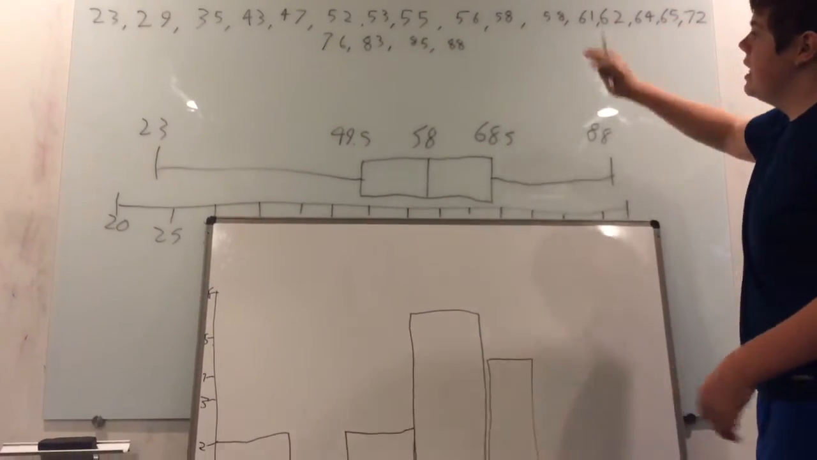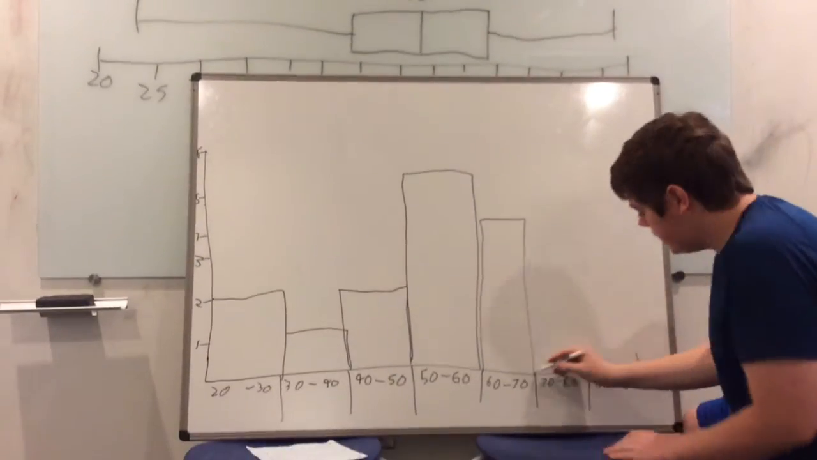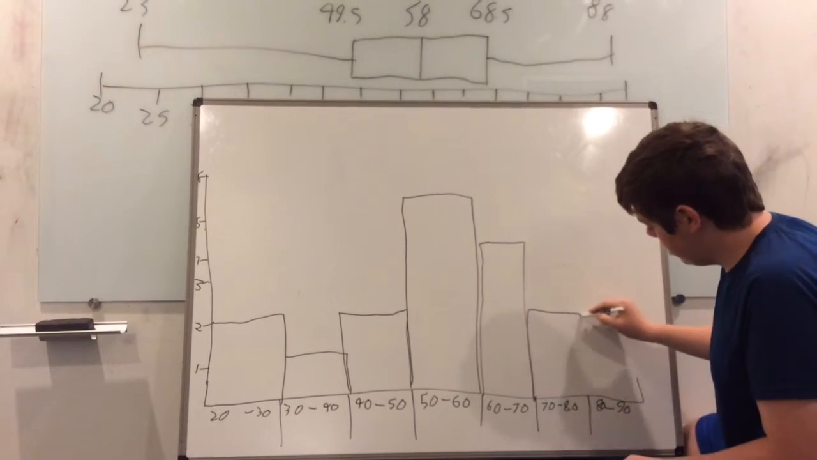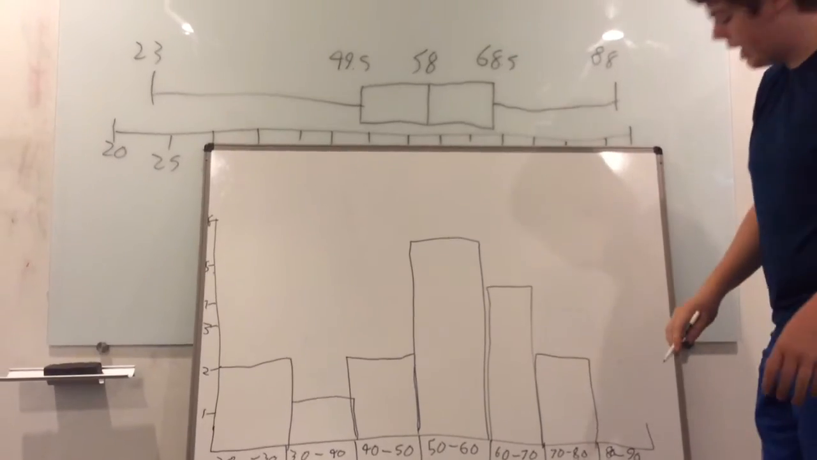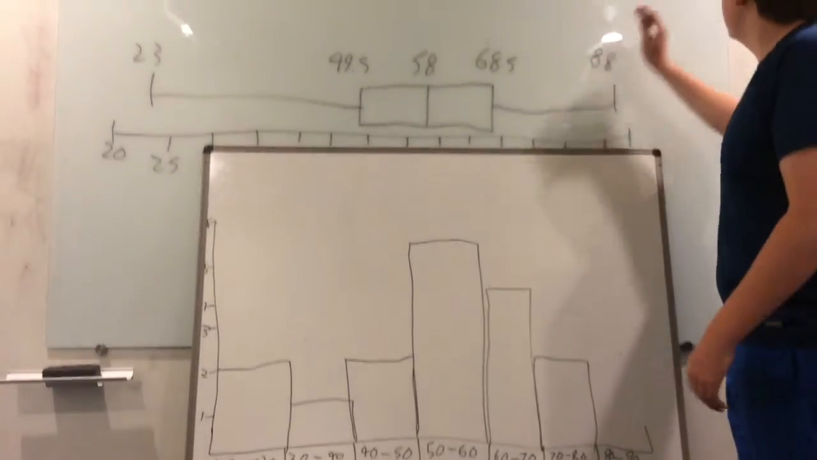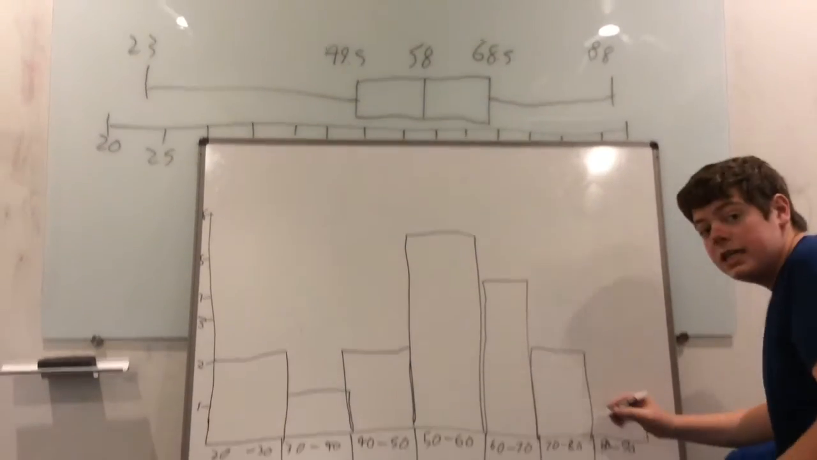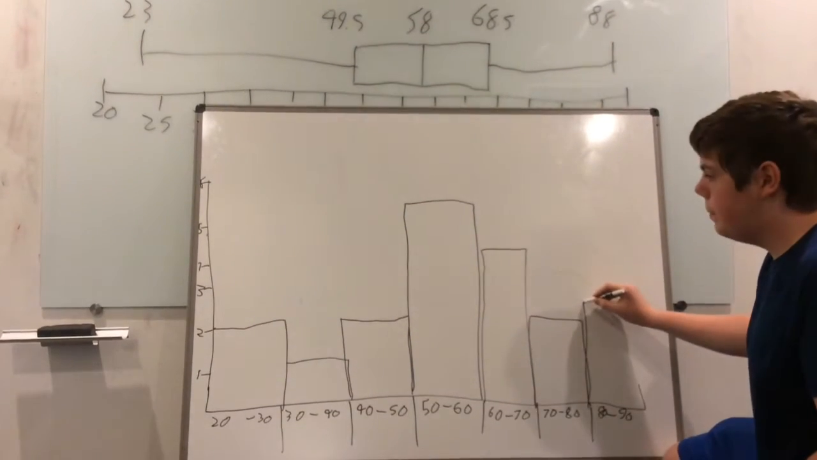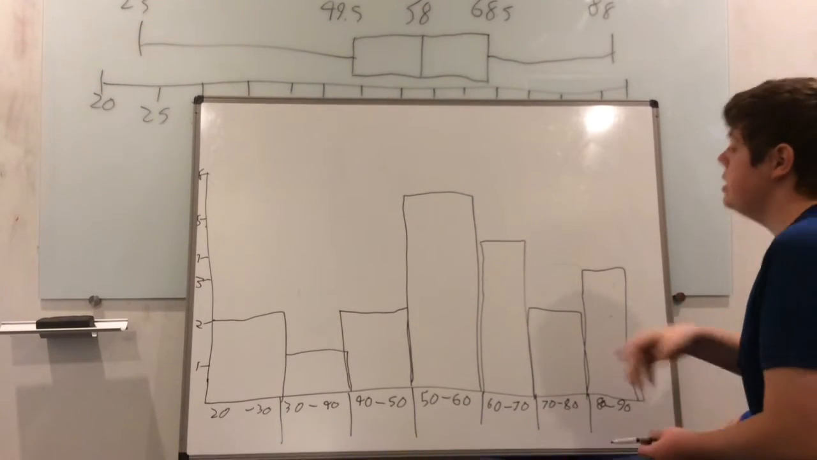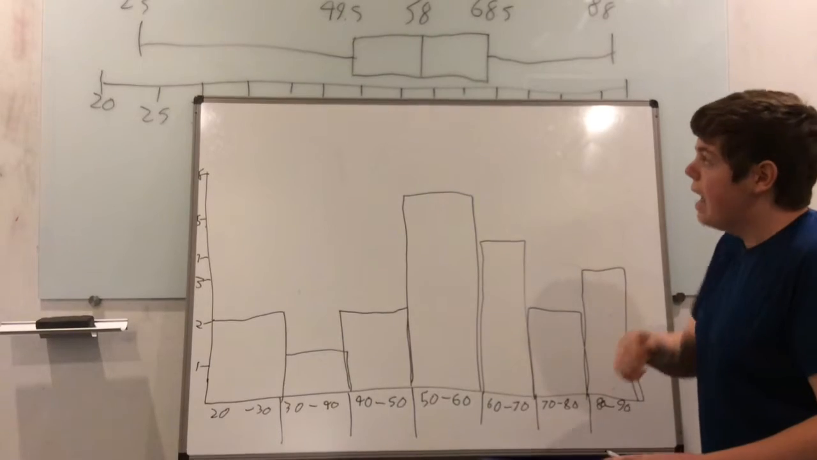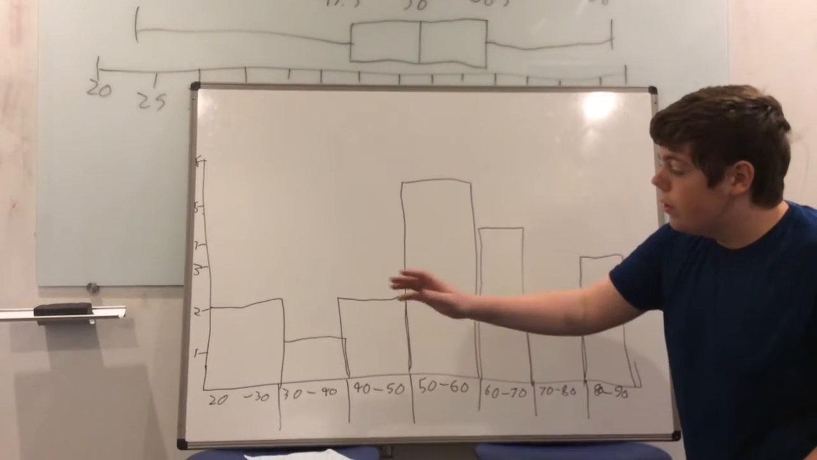Now between 70 and 80, we can see we have 1, 2. So 2 people between 70 and 80, and the 2 is about here. And now between 80 and 90, we've got 1, 2, 3. So 3 people between 80 and 90 attended this conference. We go up to 3, over and down. Now this is our histogram that we have made.